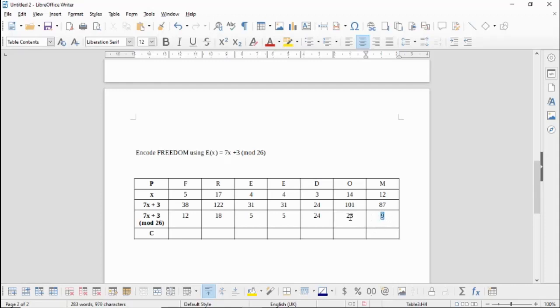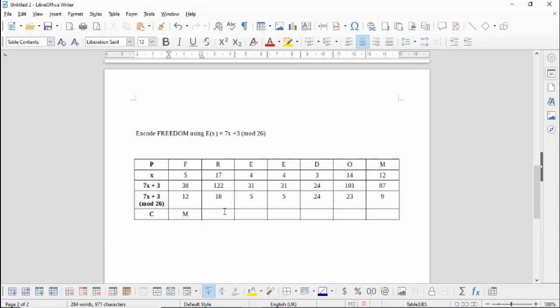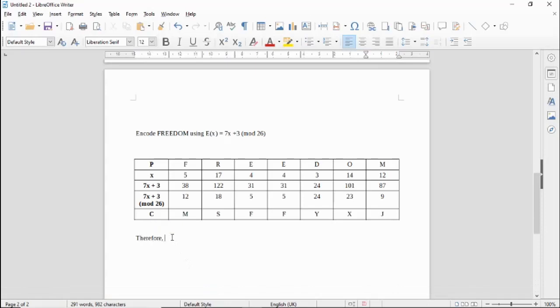So now we have our values to work out our ciphertext letters. 12 in the alphabet will be M. 18 will be S. 5 will be F. 5 again will be F. 24 will be Y. 23 will be X. And 9 will be J. Therefore, the word freedom encrypted using the formula E(x) is equal to 7x plus 3 mod 26 is MSFFYXJ. That's not a word, but that's it encrypted.